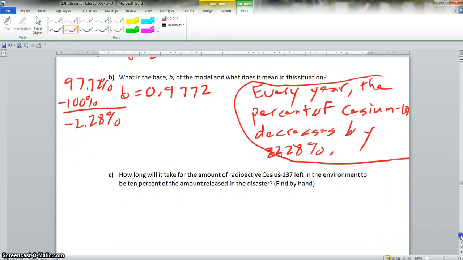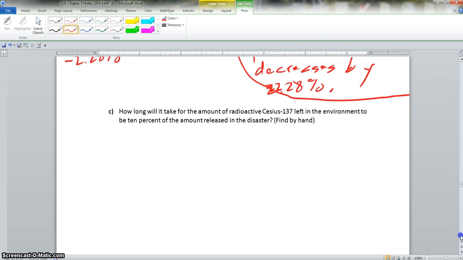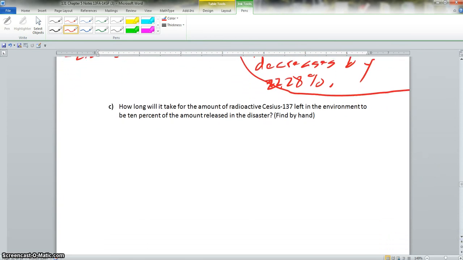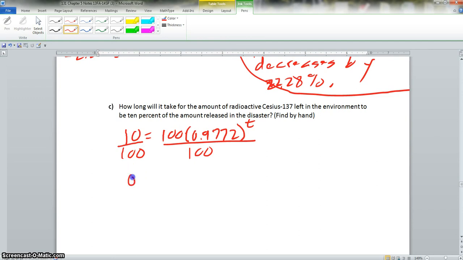Okay, so now it says C. How long will it take for the amount of radioactive cesium-137 left in the environment to be 10% of the amount released in the disaster? So we would write 10 is equal to 100, and then in parentheses we'll write 0.9772 to the t, and we will have to divide each side by 100. So this will give us 0.1 is equal to 0.9772 to the t power.